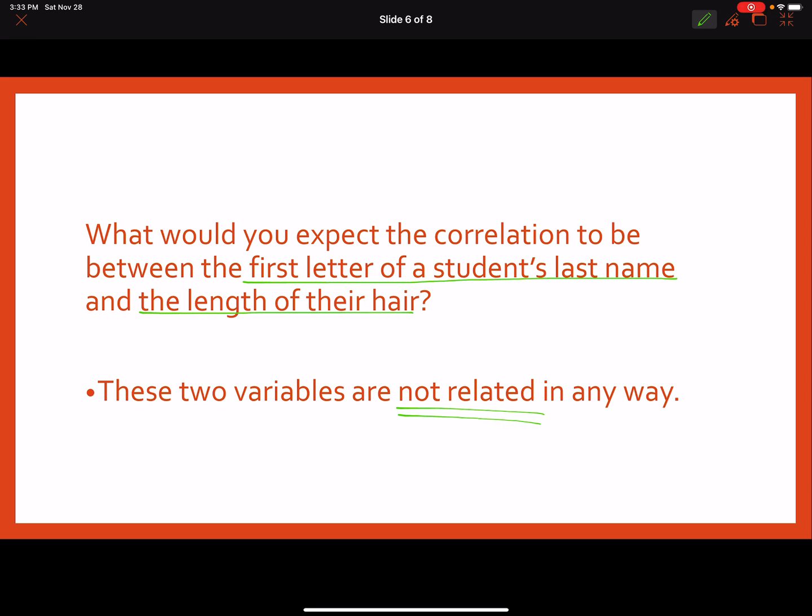So if I were to graph these two variables, I would probably have points all over that coordinate plane. There would definitely be no correlation or no relationship between the first letter of a student's last name and the length of their hair.